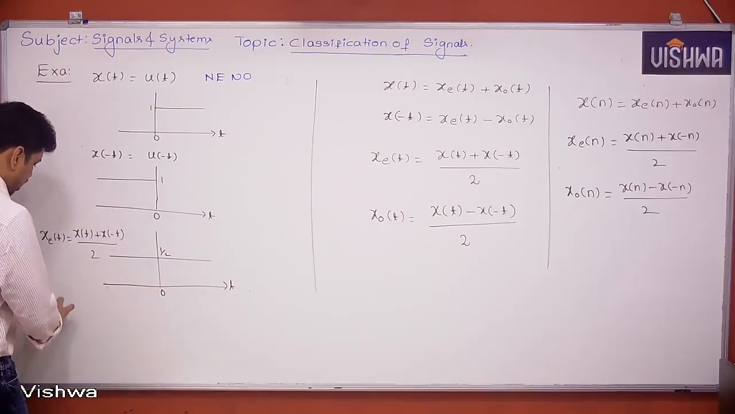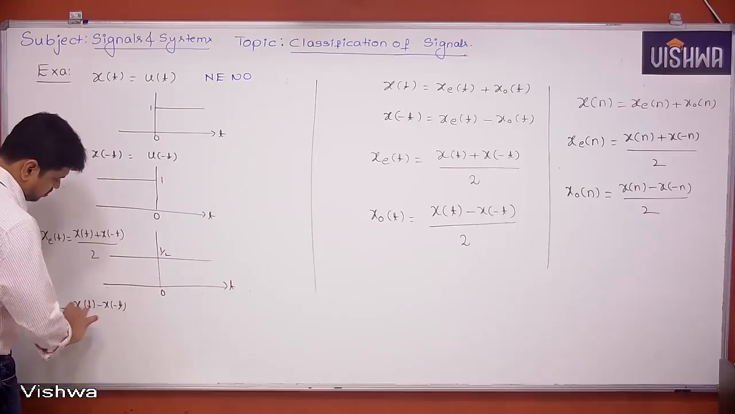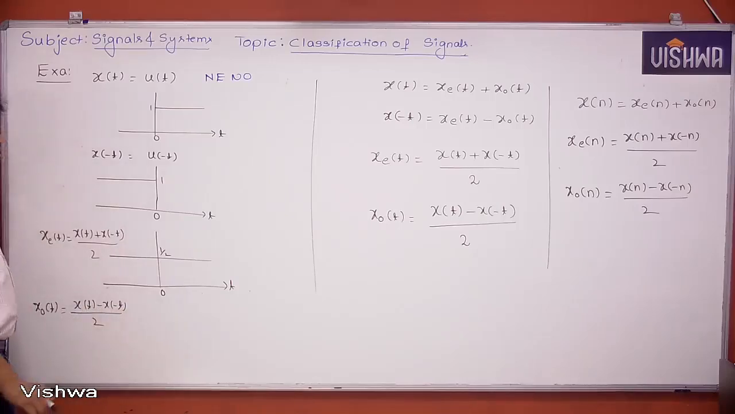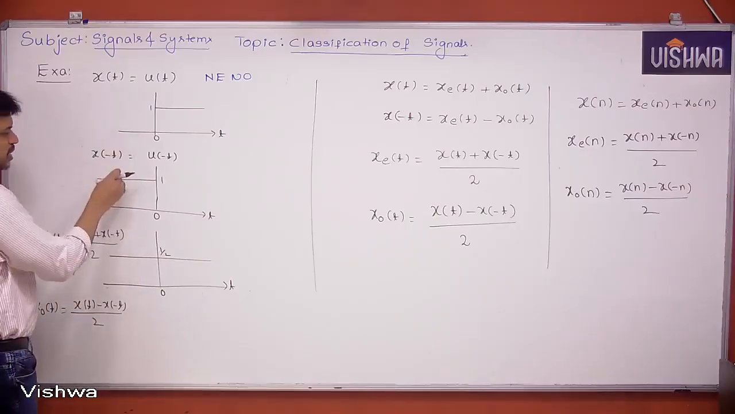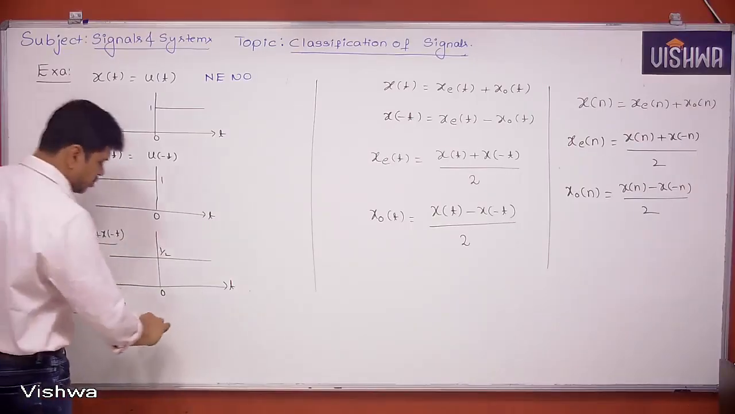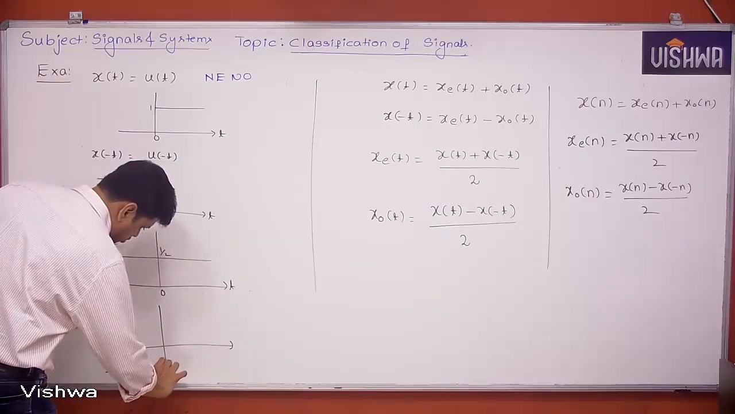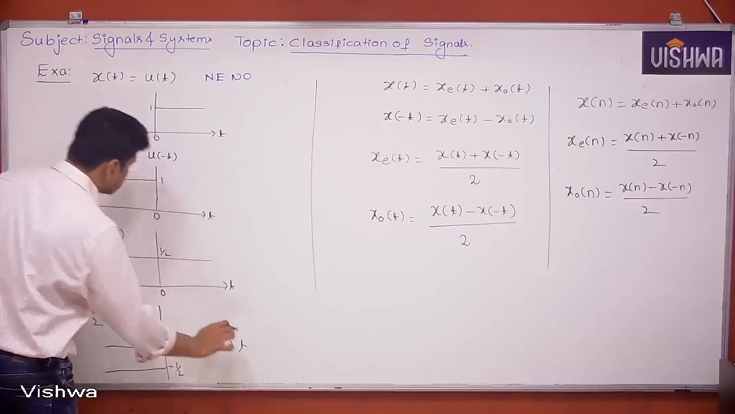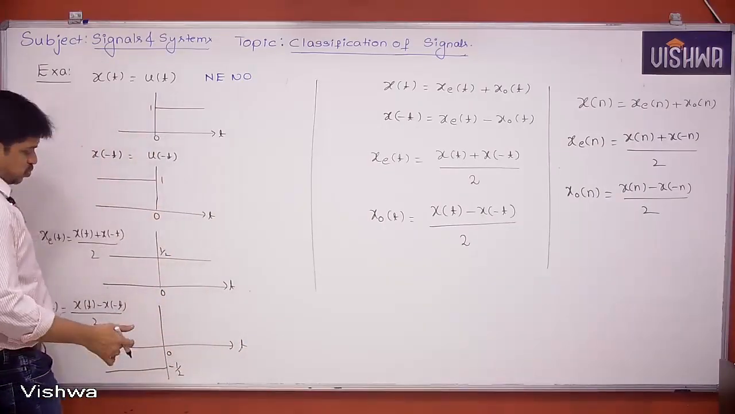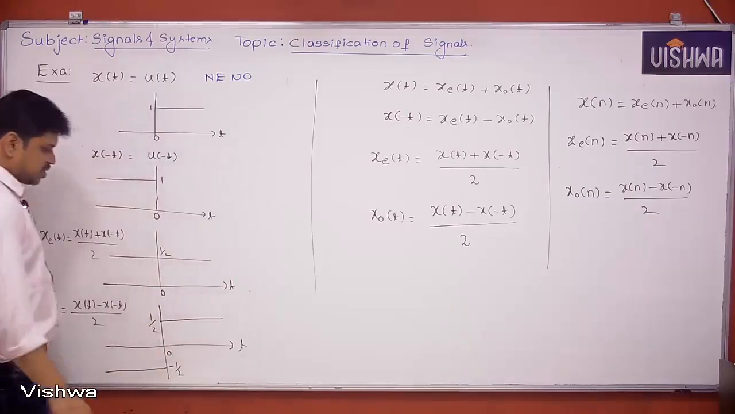Next, the odd part of the signal, that is x of t minus x of minus t divided by 2. We have to subtract these signals and divide by 2. Before 0, 0 minus 1 divided by 2, that is minus 1 by 2. After 0, 1 minus 0, that is 1 by 2. Yes, this is also an odd signal.